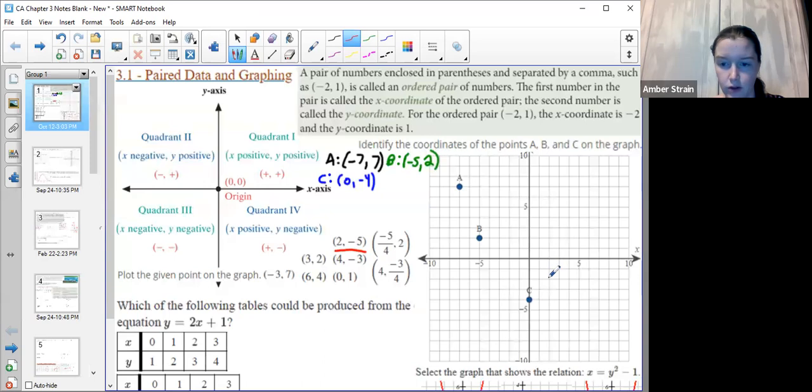So 1, 2, 3, 4, 5. Okay. So this point right here, 2, -5 would be right there. Next, I would have, let's skip him, we'll come right back. 3, 2, 1, 2, 3 units right, 2 units up.